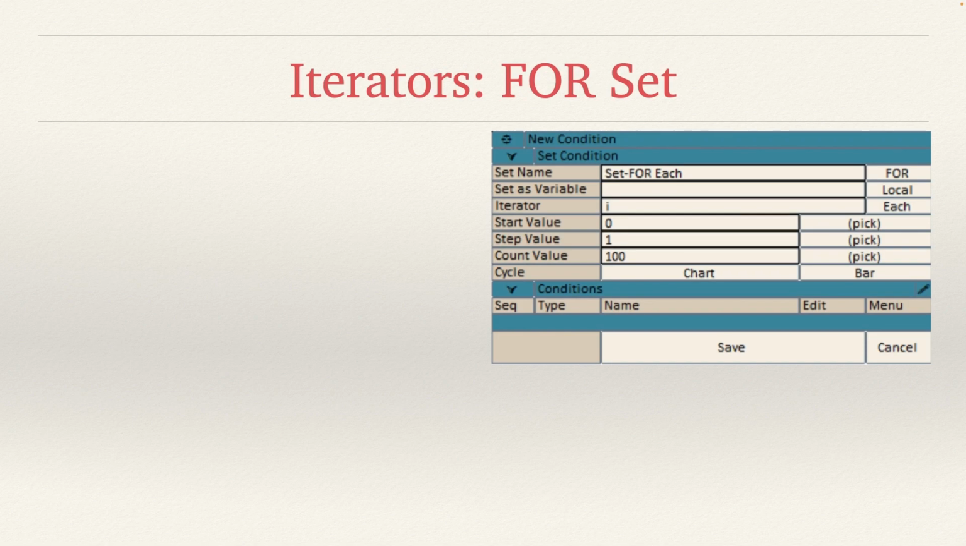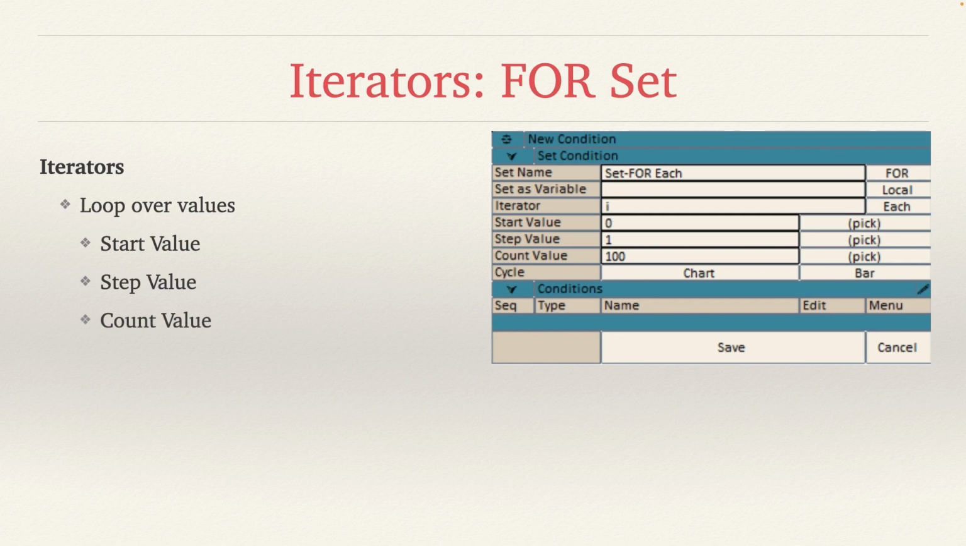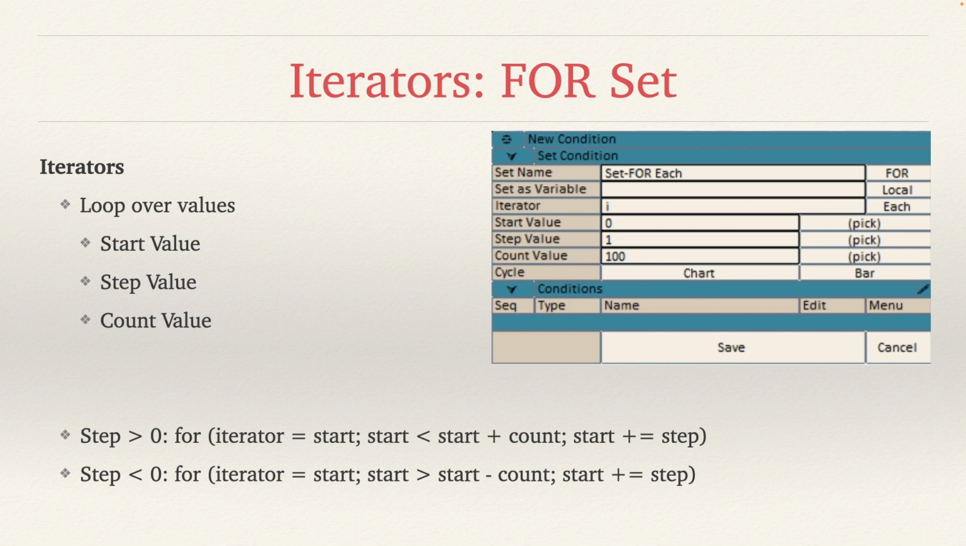An iterator is a feature of programming languages that lets you step over a range of values and perform some activity for each item. Chart logic has a similar feature, but it has some unique characteristics. It most closely resembles a for loop, and for this reason, this is called a for set. There are three pieces of information for a loop: the starting value, the step value, and the count value. These values are composed into a looping expression that looks something like this for loop. The loop supports both directions, depending upon whether the step variable is positive or negative. This way you can loop up from 0 or down from some known value.